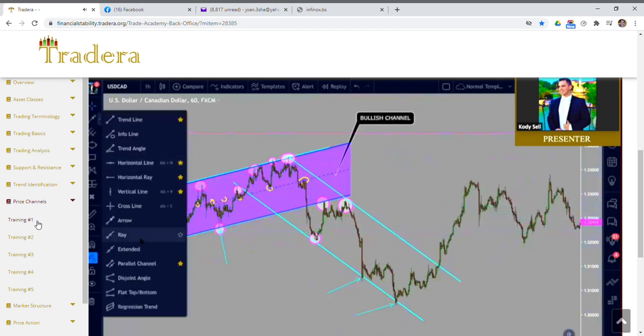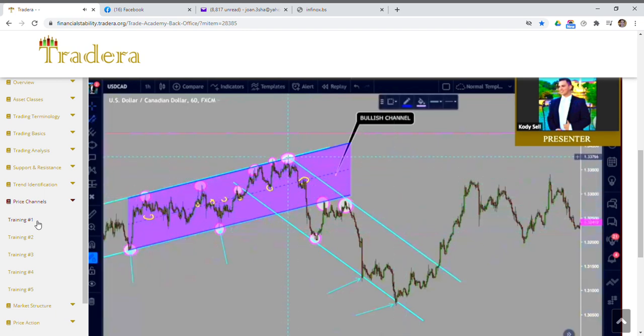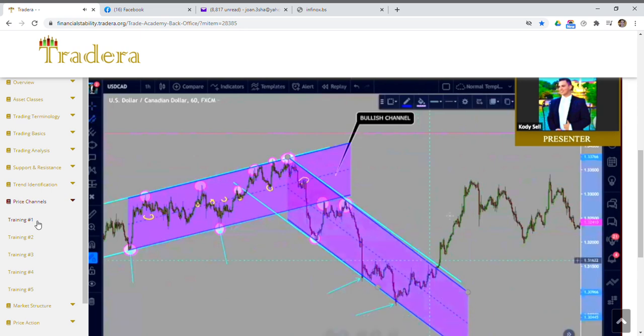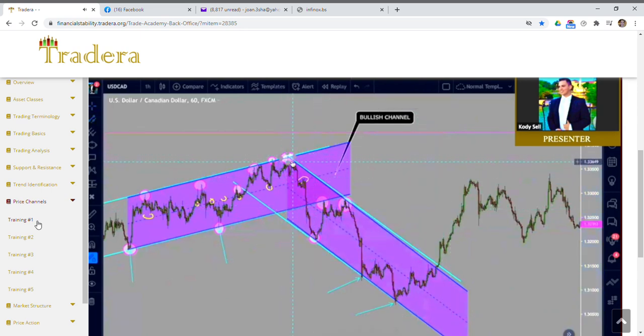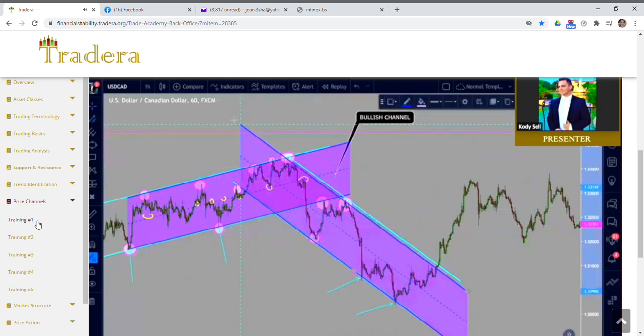So again, channel tool, pull it across the peaks as you would initially draw your trend line, and then pull this across like so, and then voila, here is your price channel. Pull this through here. Here is your price channel.